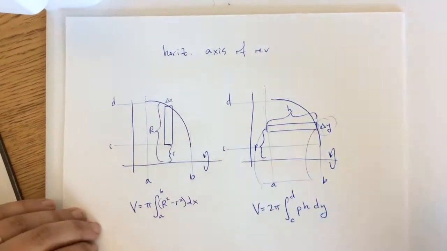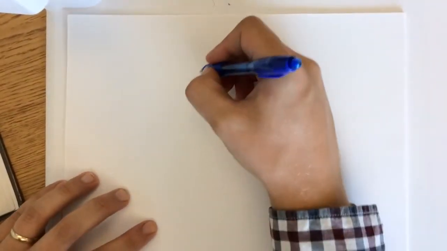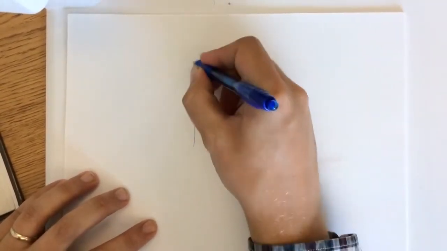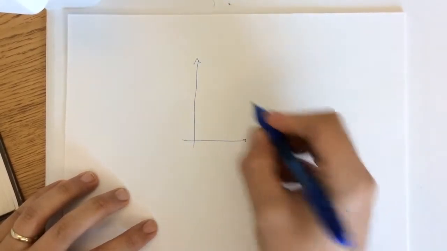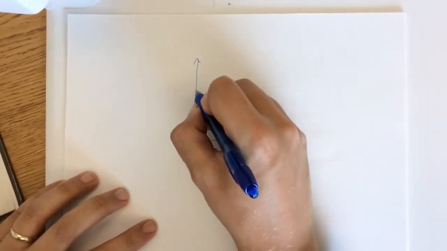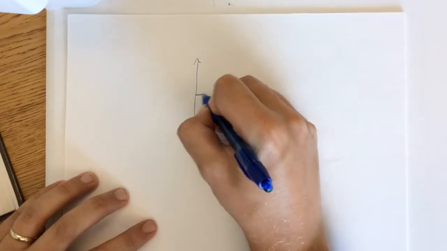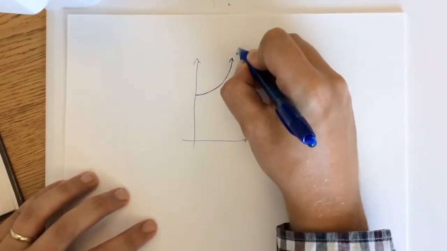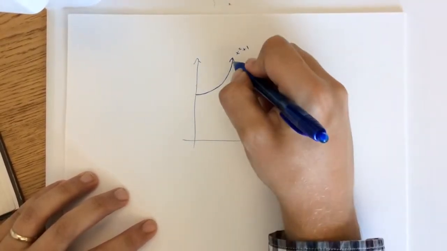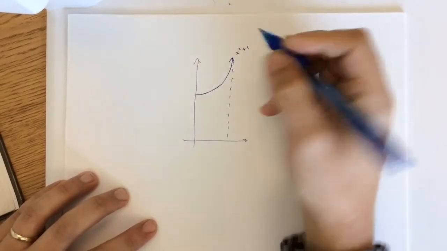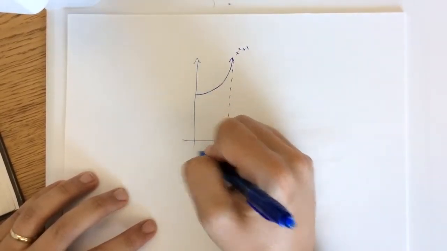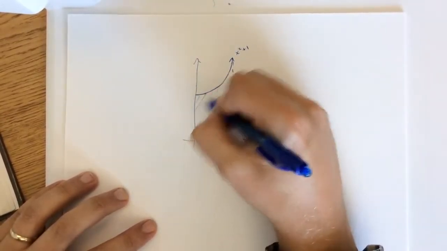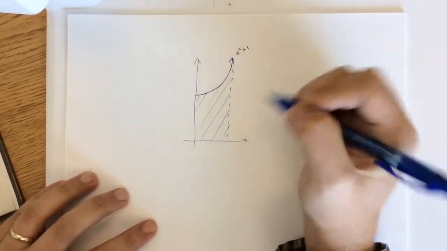So let's look at one function we did last time. We looked at the solid of rotation formed by taking the area between the function x squared plus 1 and the lines x equals 0, x equals 1, and y equals 0. So here's the area again.